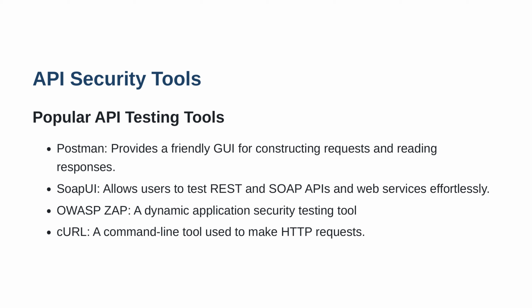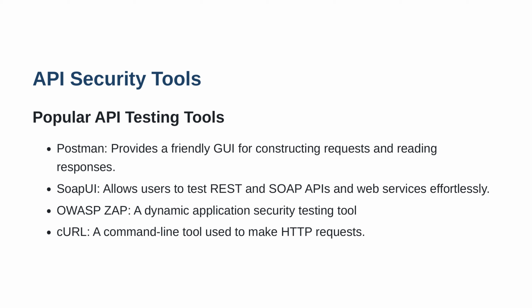Ensuring the security of any API is crucial, and thankfully, there are some popular API testing tools to assist us in ensuring this security. First up is Postman. This fantastic tool offers a user-friendly interface that simplifies the process of constructing requests and reading responses. It makes it easier to spot any failings in your API's data protection or any discrepancies in the responses to thwart security breaches. Next is SOAP UI.